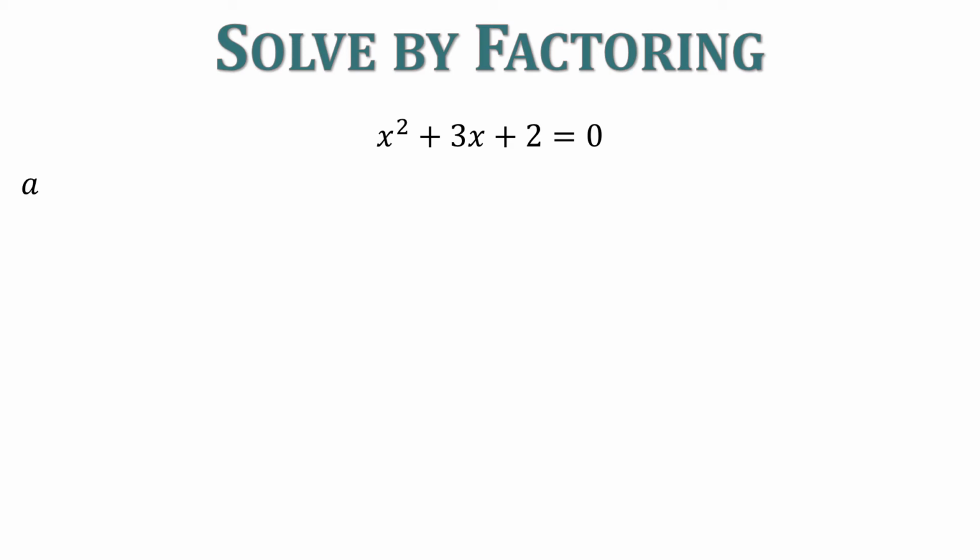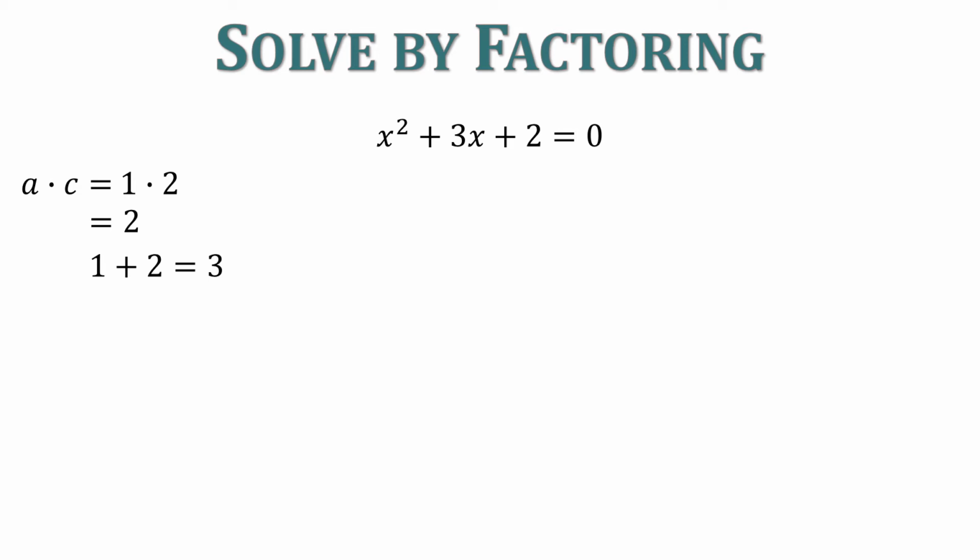Remember, last year we said a times c. In this case, our a is 1 and our c is 2. 1 times 2 is 2, so we have to find the factors of 2, which are only 1 and 2. We need 1 and 2 to add to equal 3. The plus in front of the 2 of the function tells us to add. The plus in front of the 3 tells us that we want a positive 3. So we're going to add to equal 3.